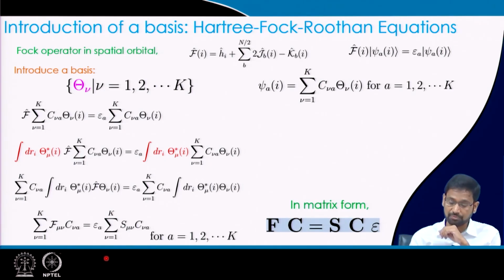So, in matrix form, this would look like this: FC equals SCE. The E would be the energy term, so this epsilon that is coming. S is the overlap matrix, C is the coefficient matrix, F is the Fock matrix.